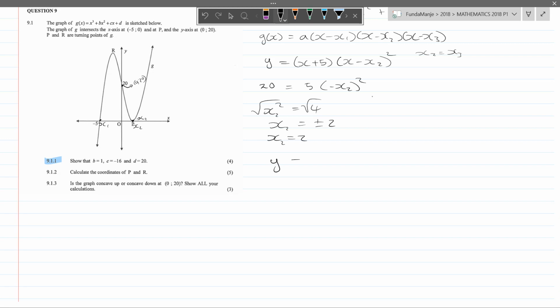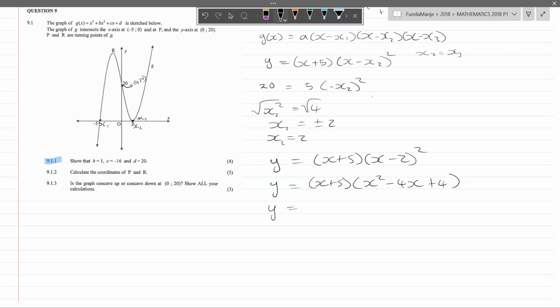So we have y is equal to, a is 1, so it's just x plus 5, x minus 2, and then squared. And now we can expand this entire thing. So we can keep the x plus 5 here and then expand this. This will be x squared. X times -2 will be minus 2x, times 2, that will be minus 4x. Minus 2 squared, that is plus 4.